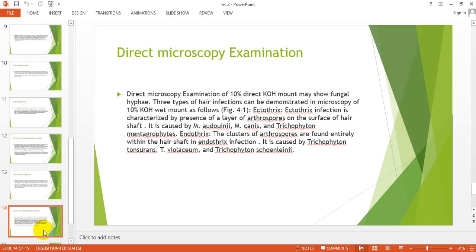Endothrix: clusters of arthrospores are found entirely within the hair shaft in endothrix infection. It is caused by Trichophyton tonsurans, Trichophyton violaceum, and Trichophyton schoenleinii.